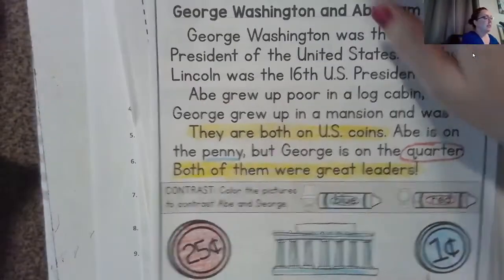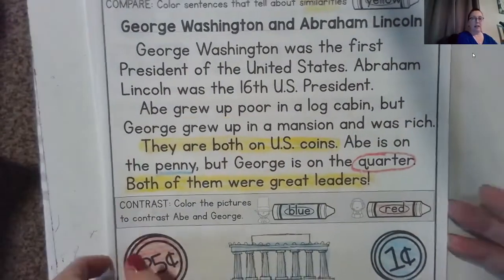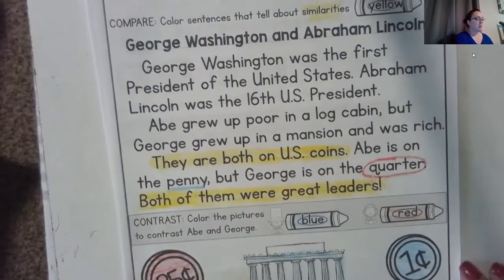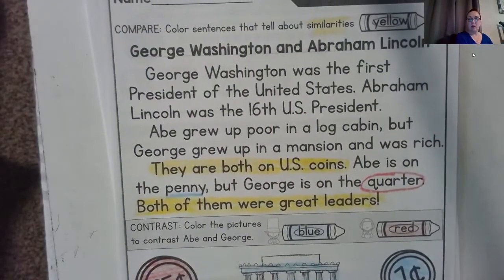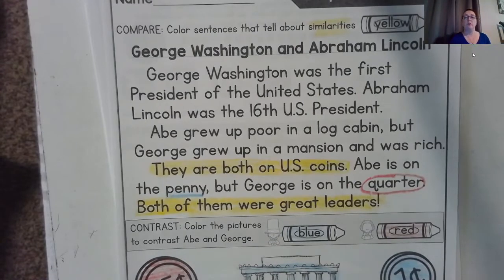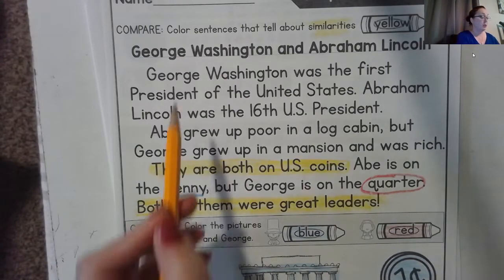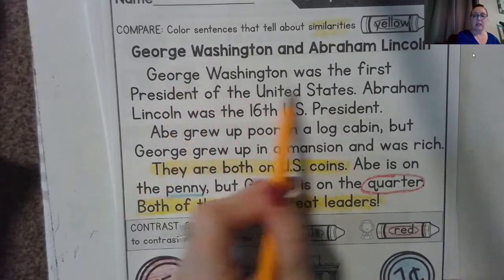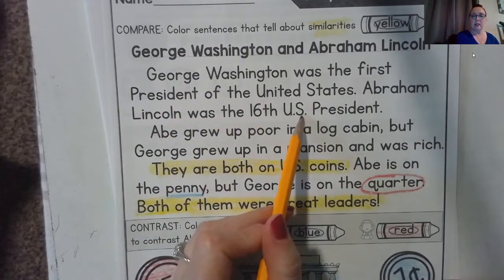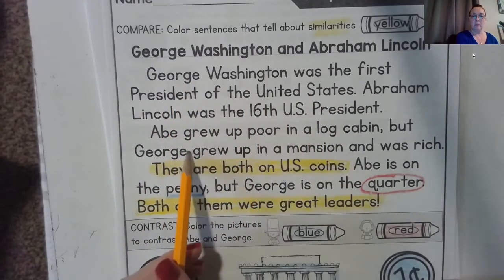I know you guys did it earlier in the week with bear and hare, but you also had some homework where you could find those signal words for compare and contrast. I wonder if we can find the compare and contrast in this sentence or in these paragraphs. So let's take a look here. Who was the first president? Abraham Lincoln was 16th. Abe grew up poor in a log cabin.